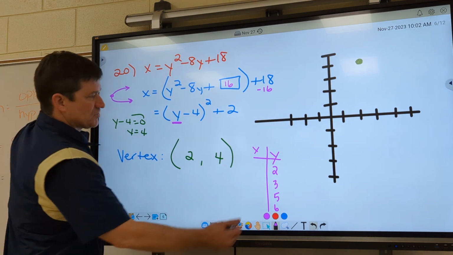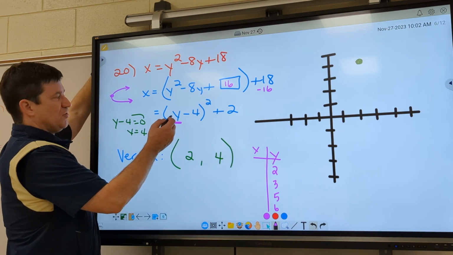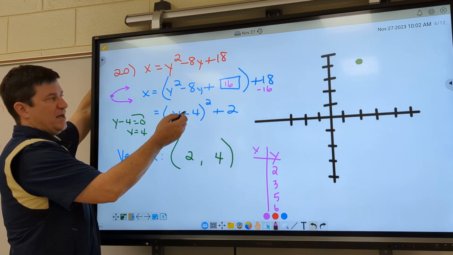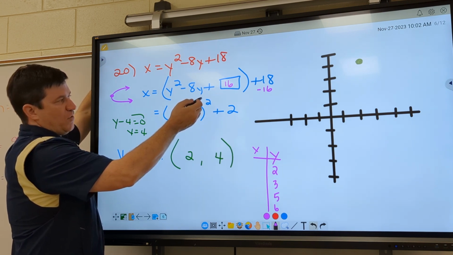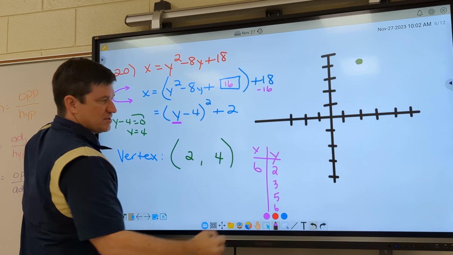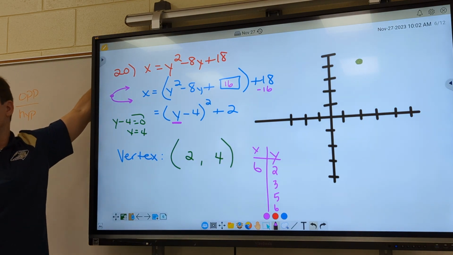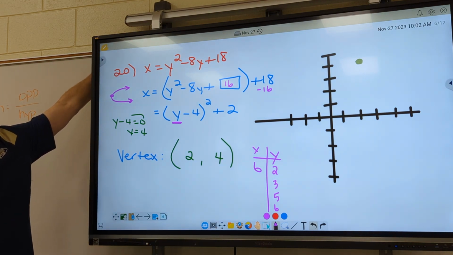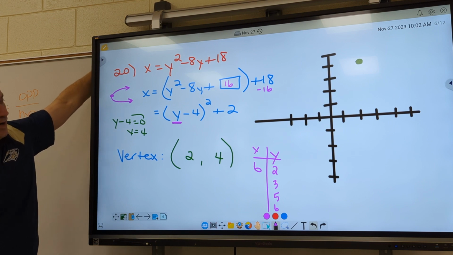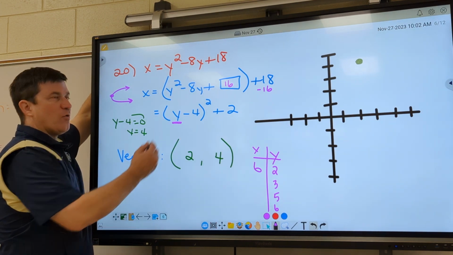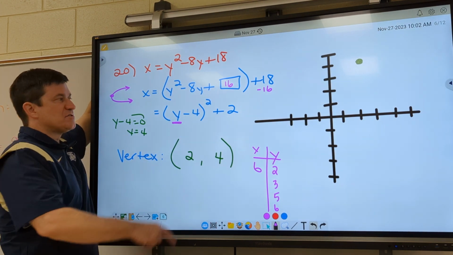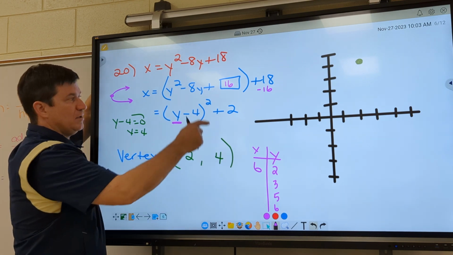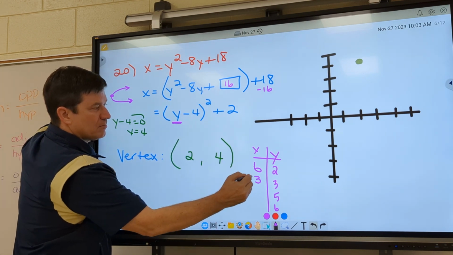All right, y'all help me do this one. If I plug in 2 right here, 2 minus 4 is -2. Square it's 4. 4 plus 2 is 6. Now, the part about the pattern should still work. All right, let's plug in 3. What's 3 minus 4? That's -1. Square it. It's +1. 1 plus 2 is 3.